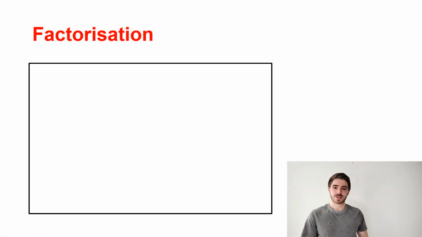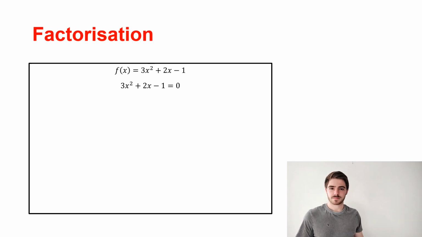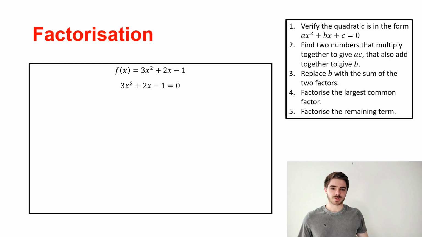Most of the time, we can't just use the Null Factor Law right out of the box. Sometimes we have to work just a little bit harder to get there. Consider the following polynomial. After we substitute the point y equals 0, there's no obvious common factor. So what do we do in this case? Well, we can use a more advanced factorisation technique.